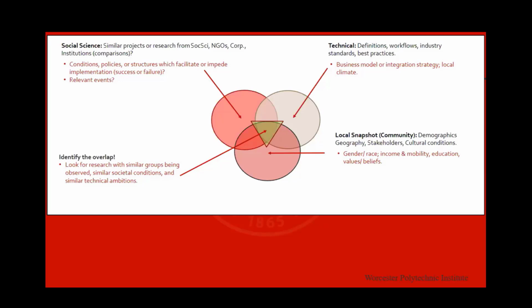On the local level, obviously, think about some traditional socioeconomic metrics or indicators, things like gender or race when it comes to a particular environment or community, things like income and mobility as they relate to education, and maybe more broadly, the values and beliefs within a local cultural space. And again, look for the overlap. Look for research, and this is what we like to say, look for research with similar groups being observed, similar societal conditions under investigation, and projects with similar technical ambitions.